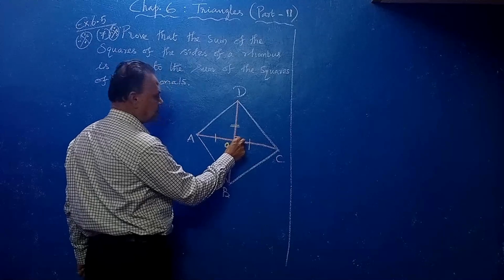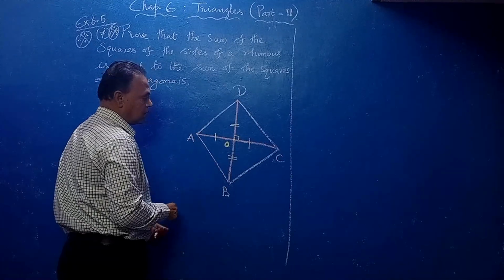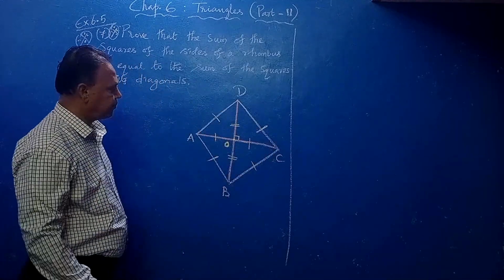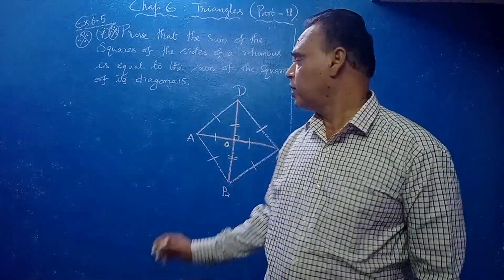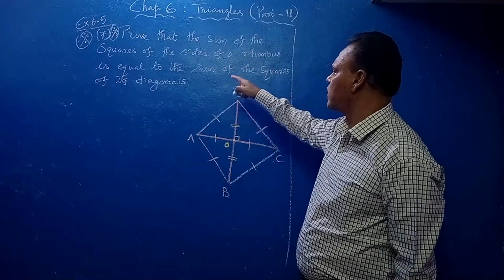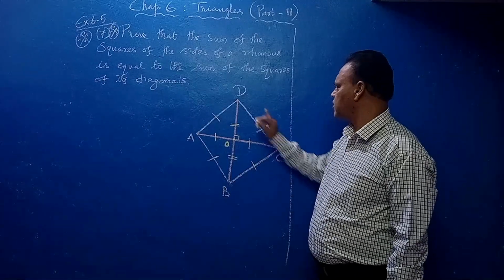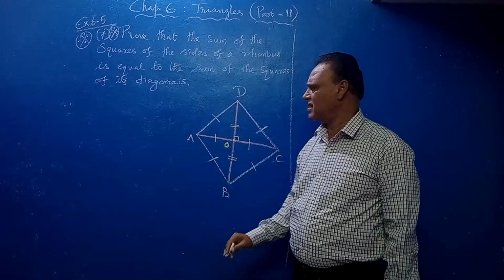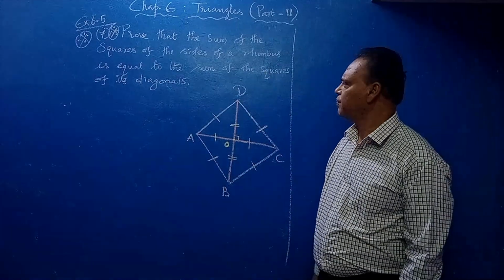Bisect each other at 90 degrees. Then all sides are equal. So how to remember this property, and using this rhombus property only, you are going to prove this result. Read the problem. Prove that the sum of the squares of the sides of the rhombus, that means AB squared plus BC squared plus CD squared plus AD squared, is equal to the sum of the squares of its diagonals, that means AC squared plus BD squared. That you have to prove.